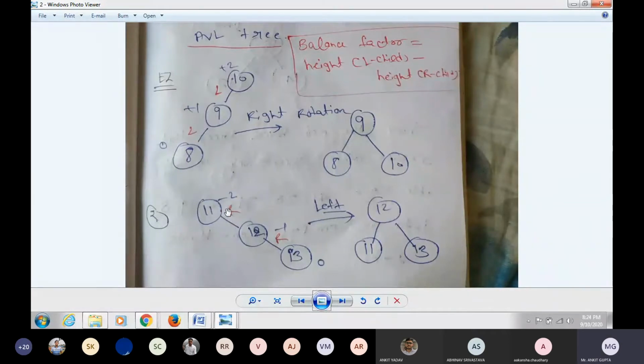Okay. So now because of right and right, I am getting an unbalanced tree. So I have to left rotate. In this case, I have to fix 12 and I have to rotate in the left side. So 11 will come in the left side of 12. So 12, left side 11, right side 13. Okay. Clear?